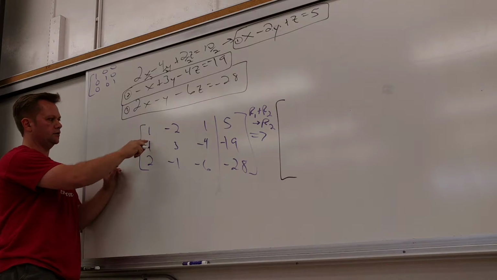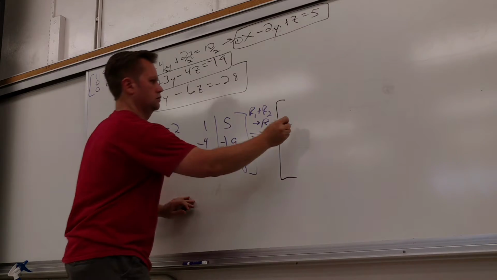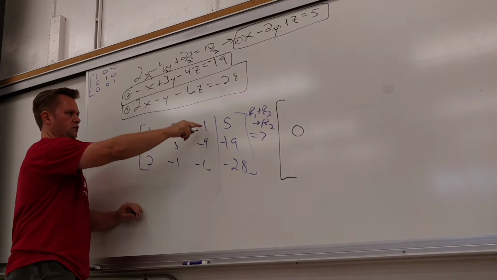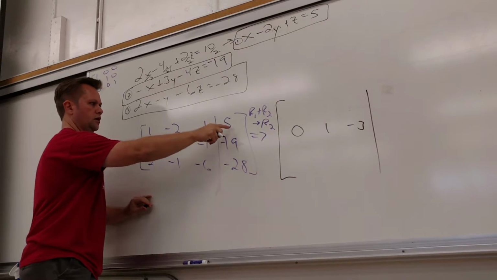So if I do that, I get 1, 0, negative 3, 1, negative 3, and negative 14.